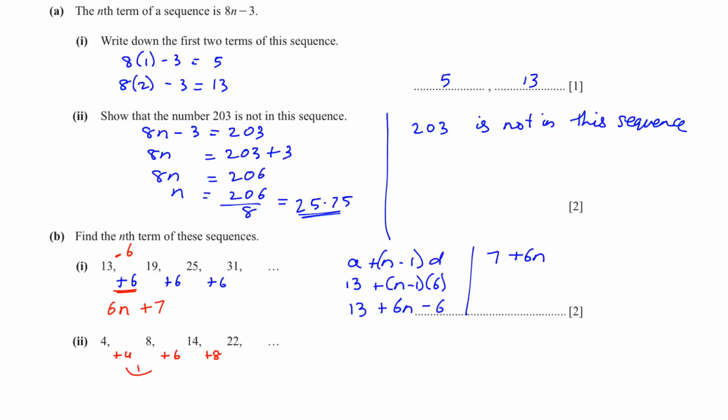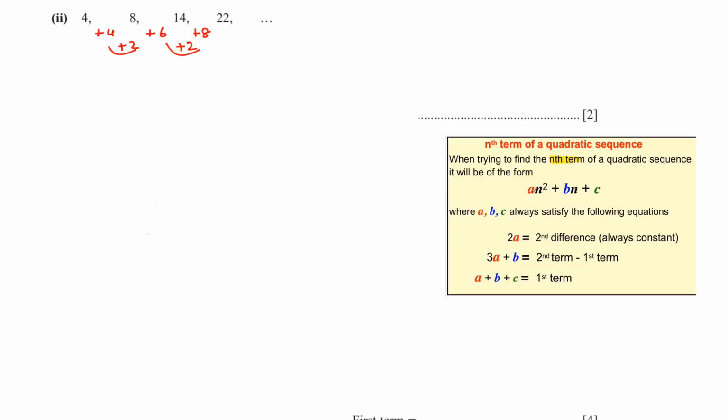4 plus 2 will give us 6. 6 plus 2 is 8. The second difference is constant. When the first difference is not constant and the second difference is constant, it means it is a quadratic sequence. And there's a formula to solve it. We will get an equation in the form an squared plus bn plus c. We need to find a, b, and c.